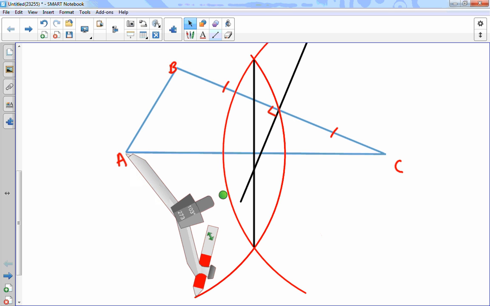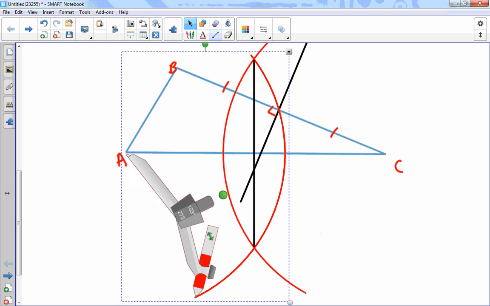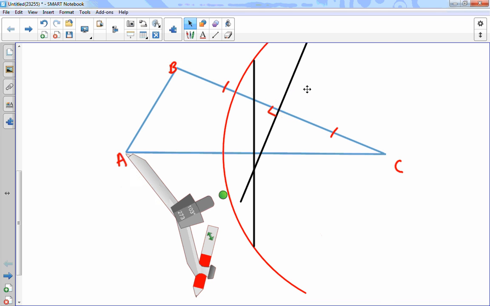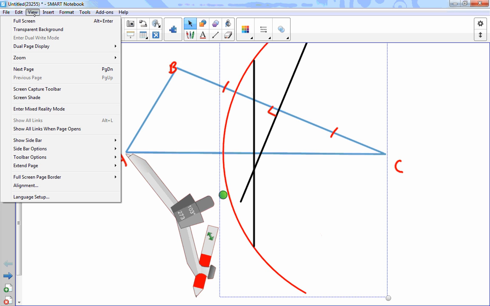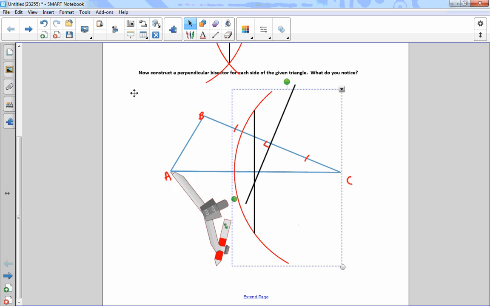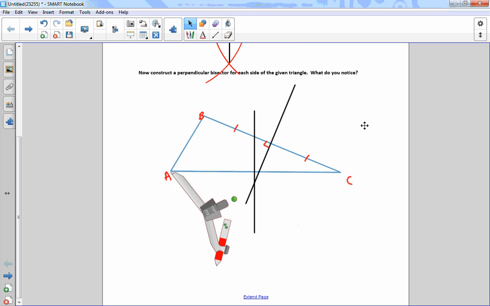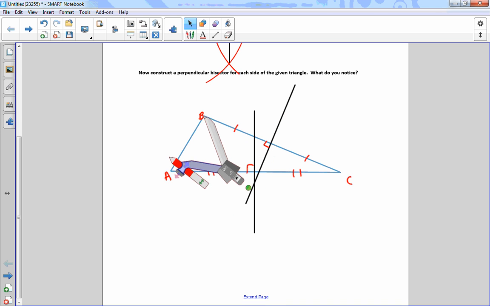If you want, you can erase the arcs, because we have two more to do. If you leave all the arcs, it gets busy really quick and will be kind of messy. Now I should mark my 90-degree perpendicular angle, and mark that this is now congruent to this segment. And we now need to go on to the perpendicular bisector of the smaller side, AB.